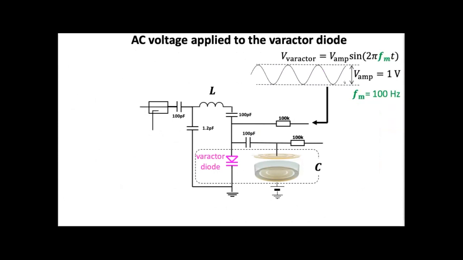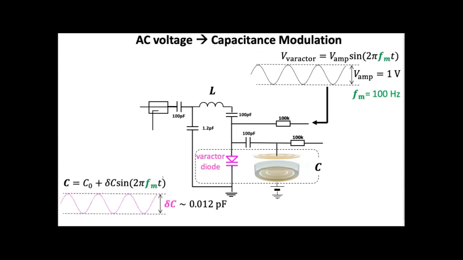Let me talk about our experiment. First, we apply the AC voltage to this point. The voltage amplitude was 1 volt and the frequency was 100 hertz. If we apply this voltage here, the voltage across this varactor diode is modulated at 100 hertz. This is the capacitance modulation, and we found that 1 volt corresponds to 0.012 picofarad. This modulation happens at 100 hertz.